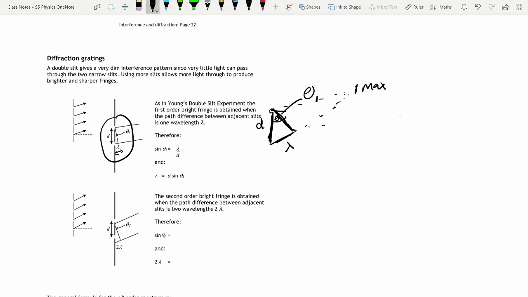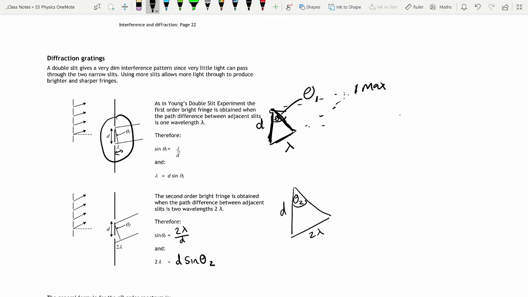The second order bright fringe is obtained when the path difference between the adjacent slits is two wavelengths. So instead of the above triangle, we now have two wavelengths there. We still have that same d there, and we've got a new angle theta 2 there. So sine theta 2 is 2 lambda over lowercase d. Rearranging it, 2 lambda is lowercase d times sine theta 2. And so on and so on.